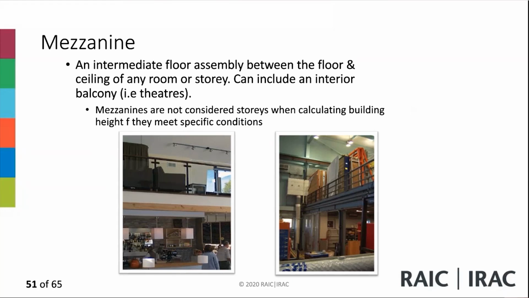So examples of mezzanines. An intermediate floor assembly between the floor and ceiling of any room or story can include an interior balcony. They're not considered as stories when calculating building height if they meet specific conditions.